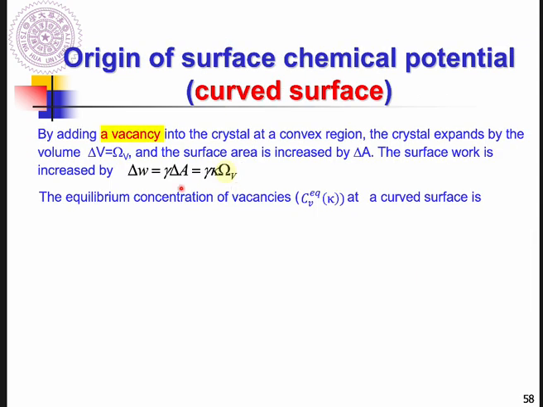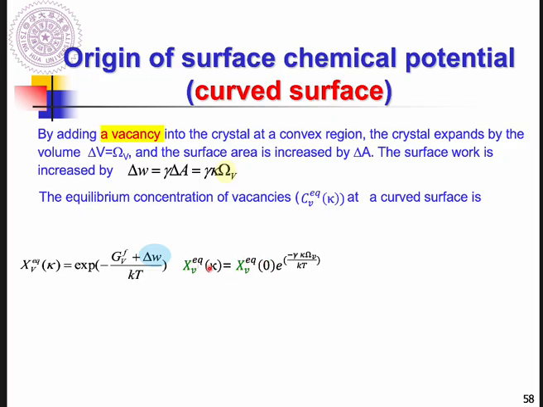After adding gamma kappa omega V, we can rewrite the vacancy atomic fraction, or the vacancy fraction, under equilibrium conditions at a curved surface. As a function of kappa, it can be written as exponential of negative vacancy formation Gibbs free energy divided by kT, and the modified term is delta, the increased work, right? Actually, it's gamma kappa omega V. You can substitute it here.